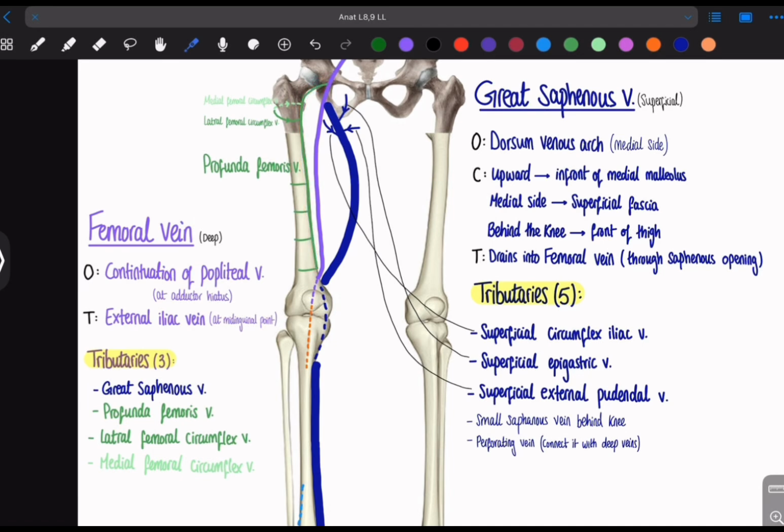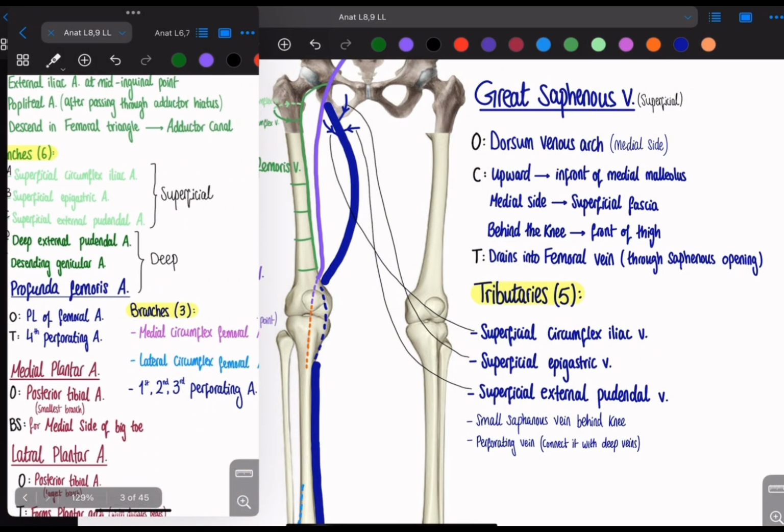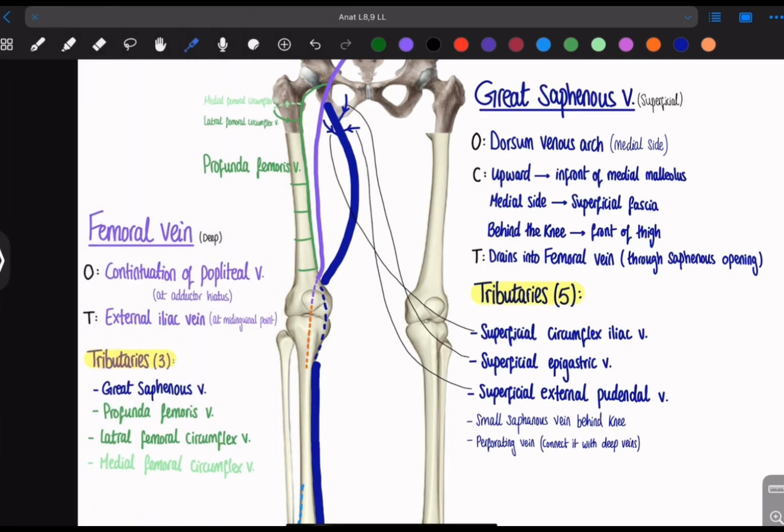Then we have the same branches of the profunda femoris. Remember in the artery we had the branches of the profunda femoris, which were medial circumflex femoral and lateral circumflex femoral. In the veins we have the same thing. Profunda femoris vein, the lateral femoral circumflex and medial femoral circumflex are both gonna drain also in the femoral vein. So we can just say that the great saphenous vein and the profunda and its branches are all gonna drain into the femoral vein.